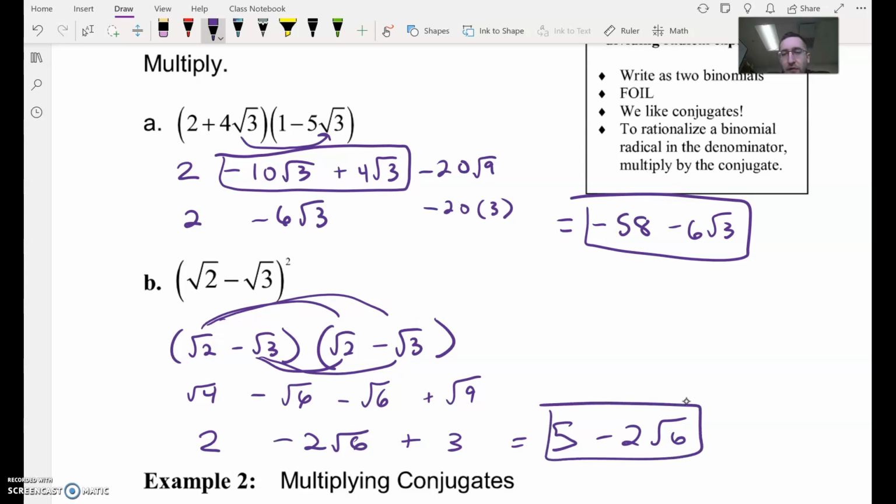And you cannot go any farther than that, everyone, because this is just a constant term. This has a radical on it. That's almost like a variable. You cannot combine those like terms. Okay?